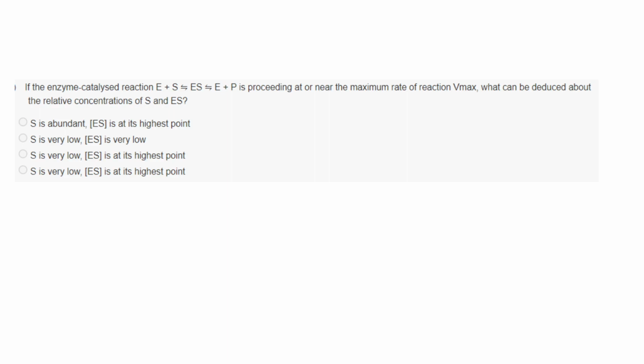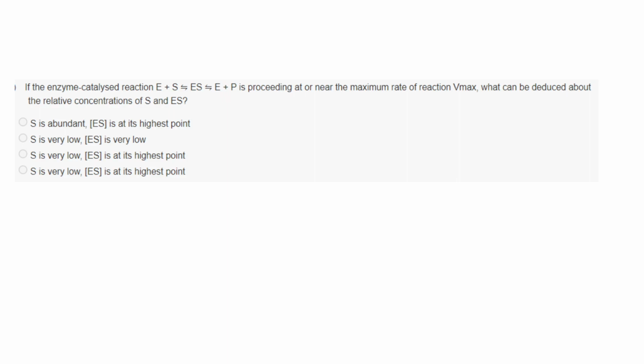Is proceeding at near or maximum reaction rate of Vmax, what can be deduced about the relative concentrations of S and ES? Now, E is something that is in the reaction. E is an enzyme, so it is not getting used up in the reaction. So it is forming that intermediate, and then it is breaking apart to get the product, and you're getting the enzyme back. So enzyme is not the limiting factor here. The limiting factor here is the substrate.